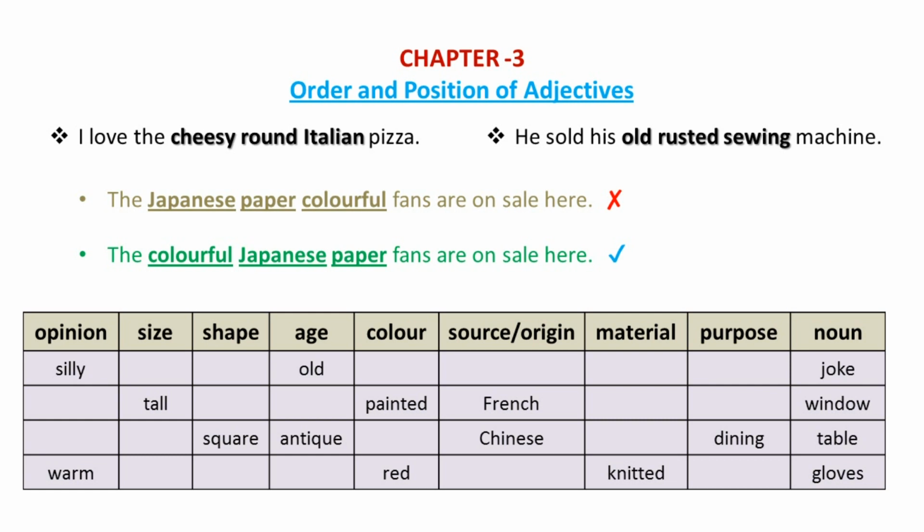Another sentence may be, my grandmother gifted me a pair of warm red knitted gloves. So warm is about opinion. It's your opinion about the gloves. Then color, the color is red, and material is knitted, and the noun gloves. So adjectives must be used in this particular order of opinion, size, shape, age, color, source or origin, material, and purpose.